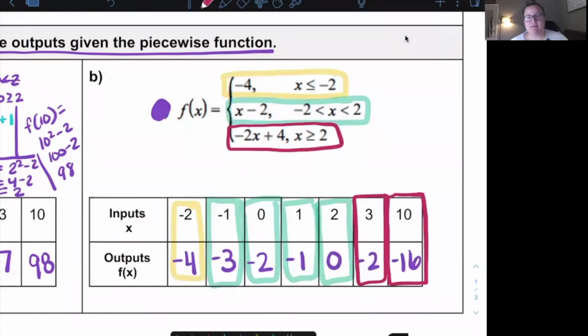So as you can see, these are all of the outputs I got for the given inputs. I also color-coded my piecewise function in my table, so you can tell which piece of the function I used to find each output. So to find -2, I used the first one. To find -1, 0, 1, and 2, I used the middle one. And then 3 and 10, I used the third one. And hopefully our answers match up.